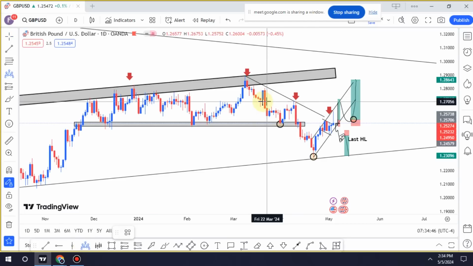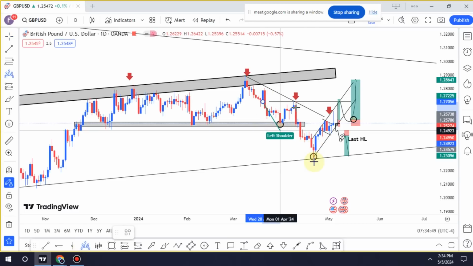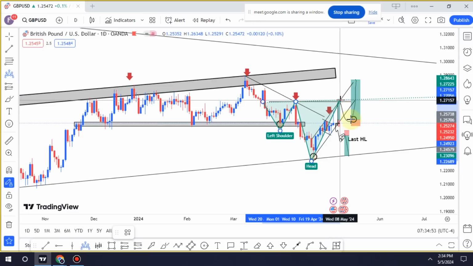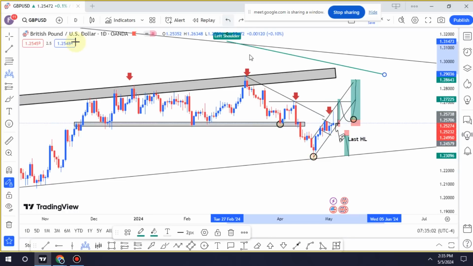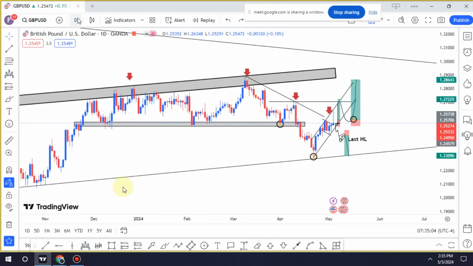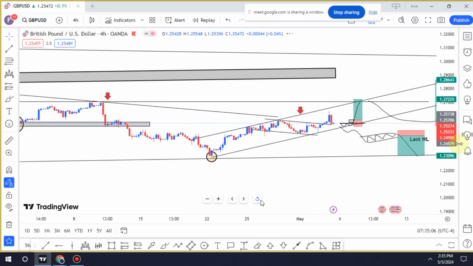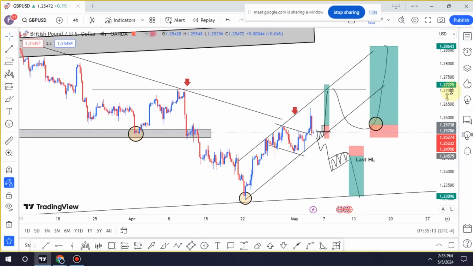And if I bring out this tool, we have a left shoulder right here. The market gave a head, went back to the neckline. It's going back to the neckline, then I should anticipate a drop to give me a right shoulder. Then that's when we should look for more buy positions. But that is based on the daily. So let's go to the 4-hour. Now this is the answer that we have already gathered on this GBPUSD.